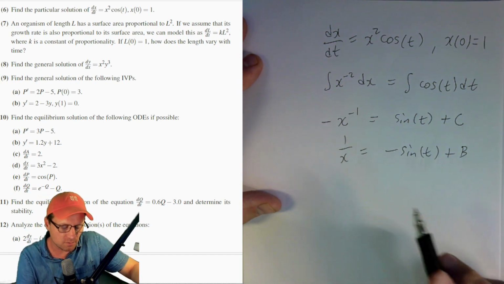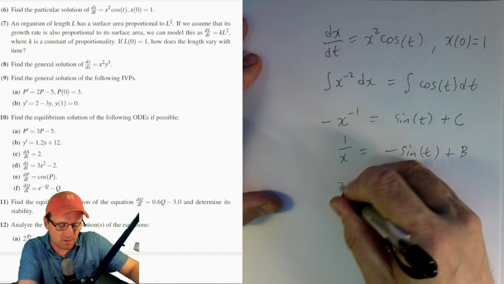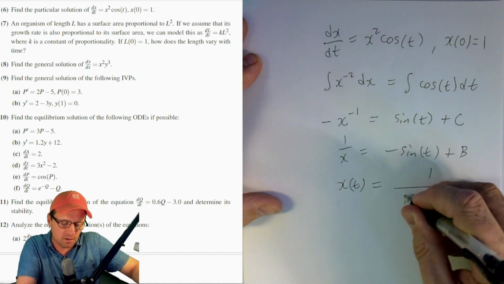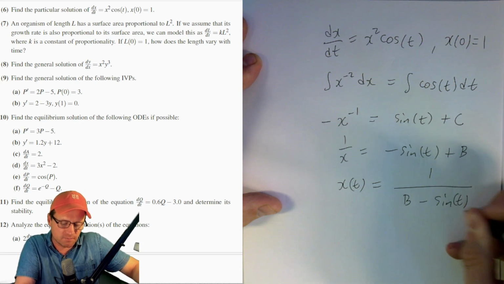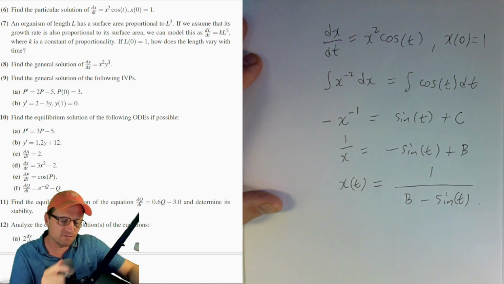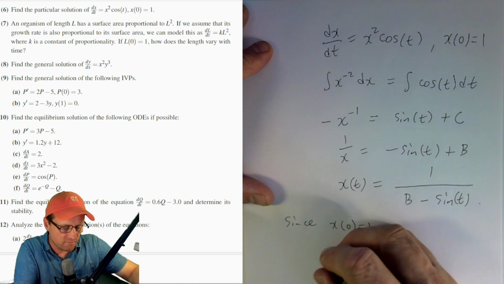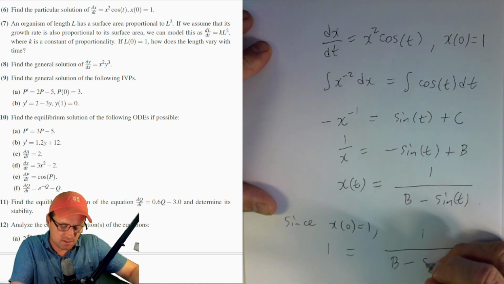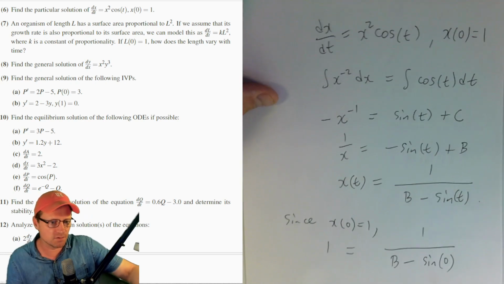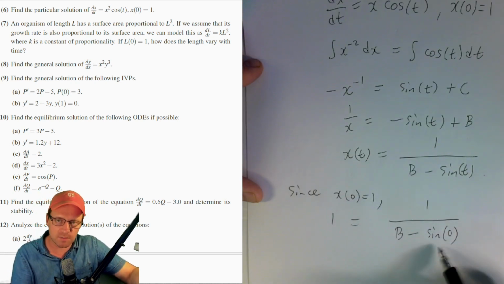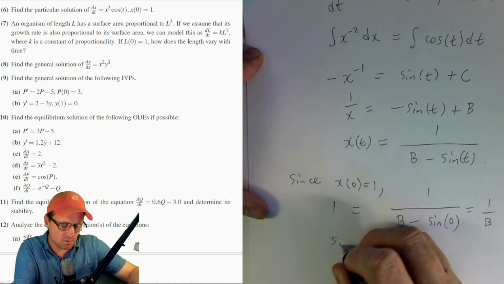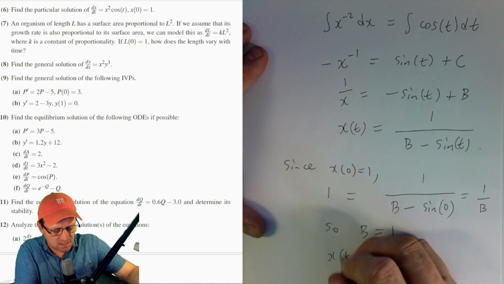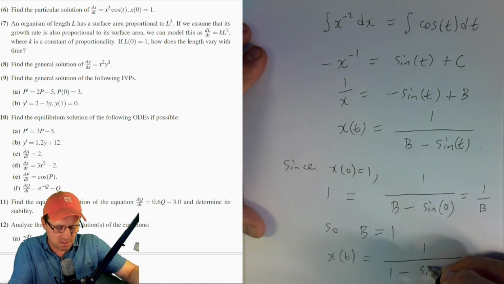Now we want to invert both sides, so we get x as a function of t. x(t) is 1 over b minus sin t. Now with x(0) = 1, we have 1 equals x(0), which is 1 over b minus sin 0. This is 1 over b because sin 0 is 0. So b is equal to 1, which gives us x(t) = 1/(1 - sin t).